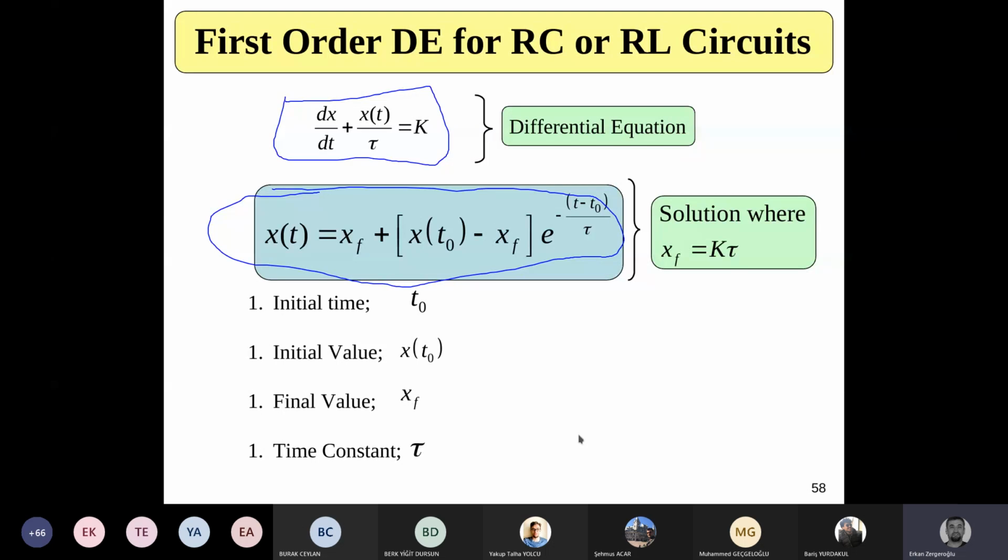Anyway, t of 0 is the initial starting time. x of t of 0 is the initial value of this x variable. Xf is the final value, which we calculated using this. And tau is the time constant.